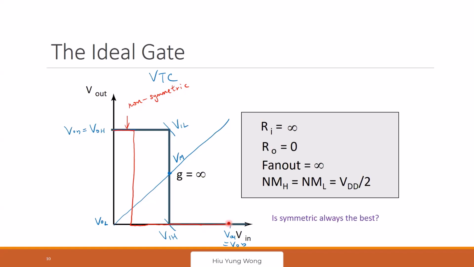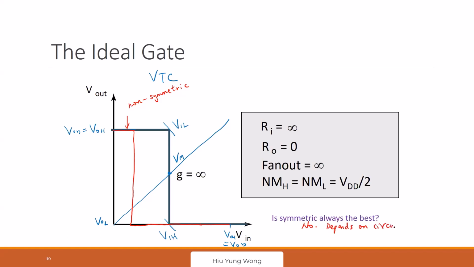Sometimes it could be good. Can you tell me why? Because the NMH is larger than the ideal situation. Okay. So symmetric is not always the best. It depends on the circuit.